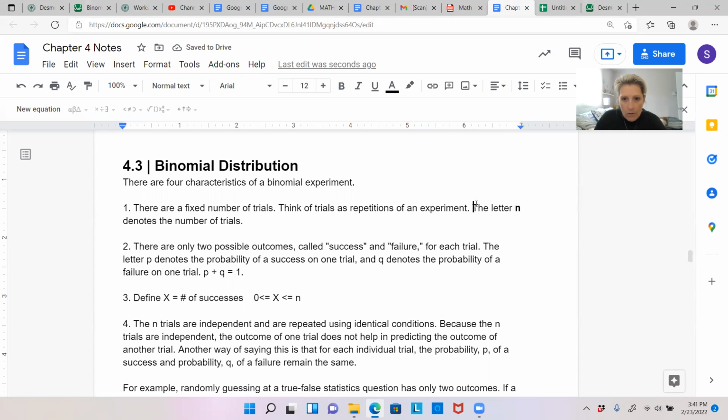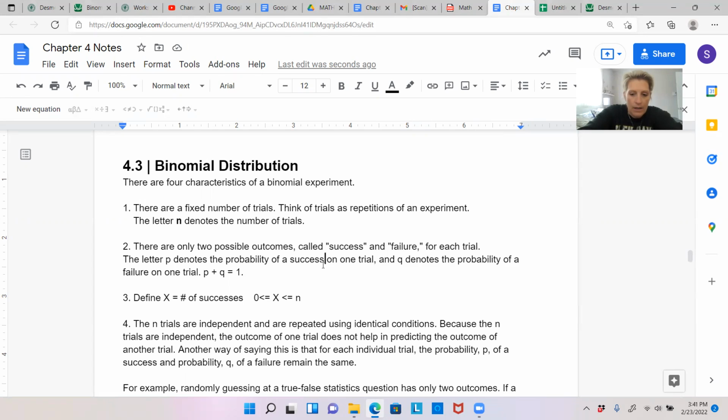There are only two outcomes. We already talked about that. We're going to call those success and failure. So the probability of success is going to be P, and we're going to note that as a capital P with X in parentheses. And Q denotes the probability of failure of a trial. So P plus Q must always equal 1.